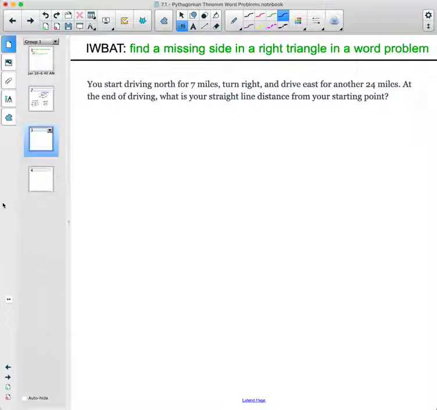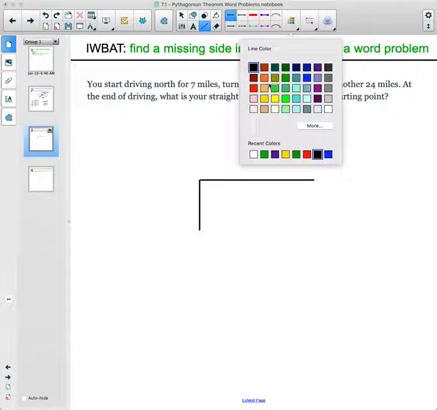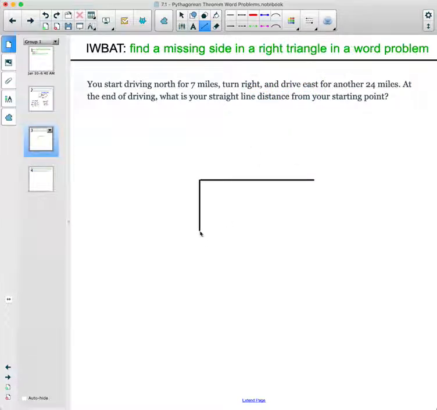Okay, next one: you start driving north for 7 miles. We're going to want to make sure that we do a picture in this, of course. So start drawing north, which would be straight up. Okay, so start somewhere, go north for 7 miles. Then you're going to turn right and drive east for another 24 miles. At the end of the drive, what is your straight line distance from your starting point? Here's where we started to where you finished: the straight line distance that connects your starting point to your ending point.